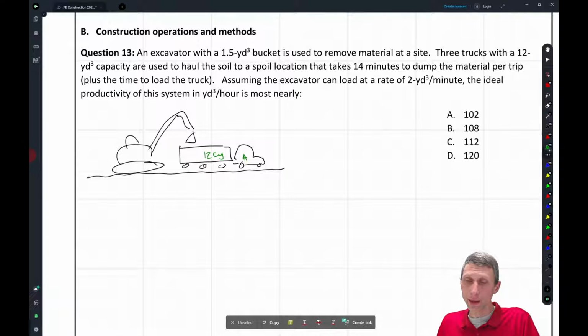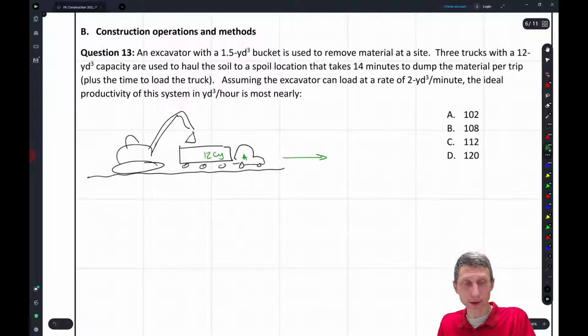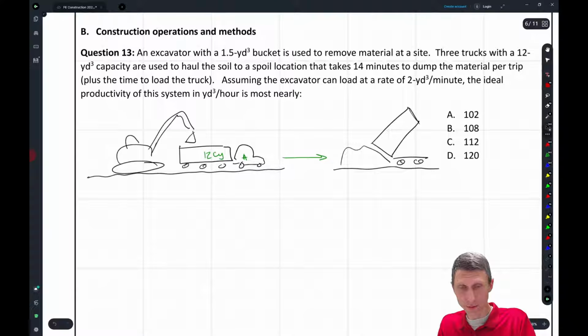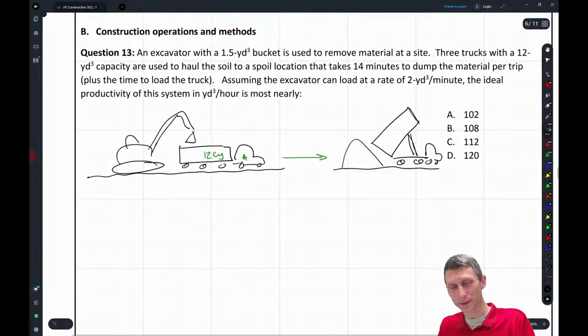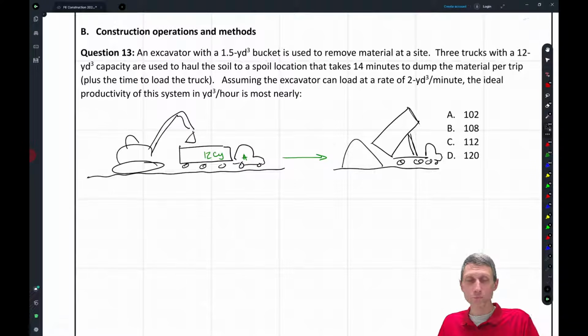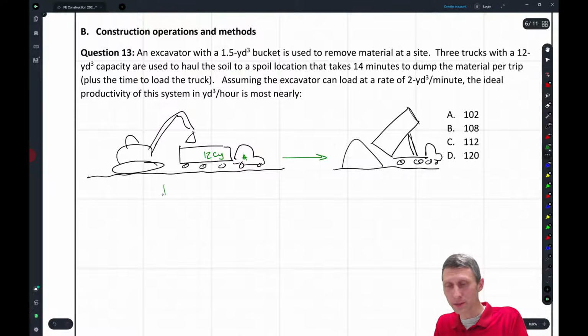And then what do we have? We know it's going to take a certain amount of time to fill that truck, and then it's going to take some time for that truck to go somewhere else and do what? Dump its load. It's going to come over and dump. That's what a dump truck does, it dumps. So it takes a certain amount of time to fill, and what we know is that we can fill at a rate of 2 cubic yards per minute.